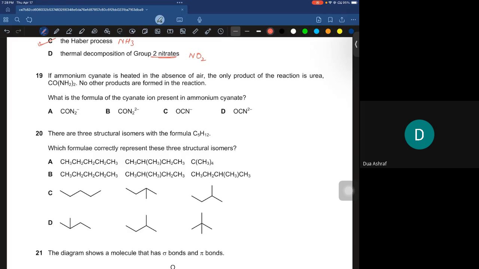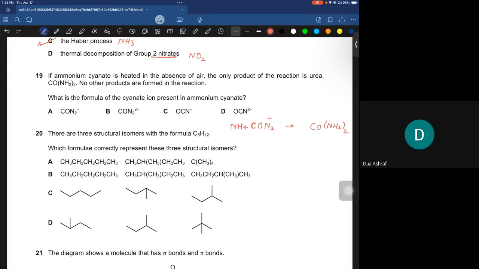Okay, I'm doing this. So I'm going to match all the answers. Let's suppose the reactant was ammonium cyanate. Ammonium, and I'm considering this is your cyanate ion, CON2, and this is minus, and this is your product, that is urea, CONH2 twice.